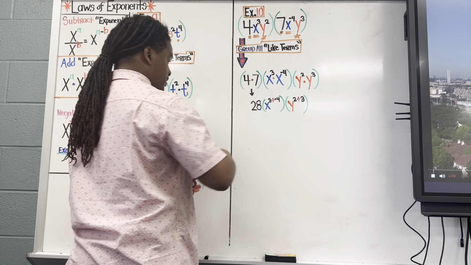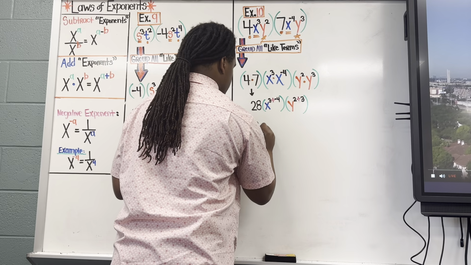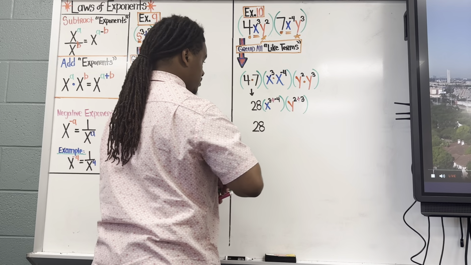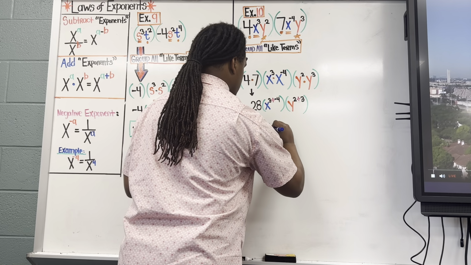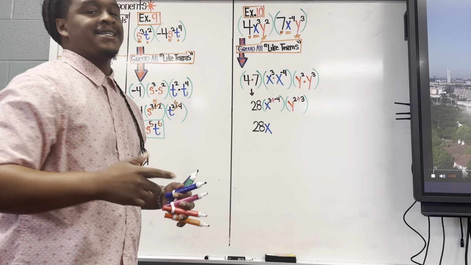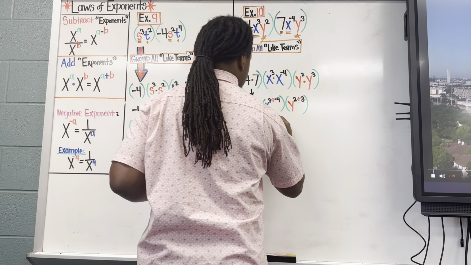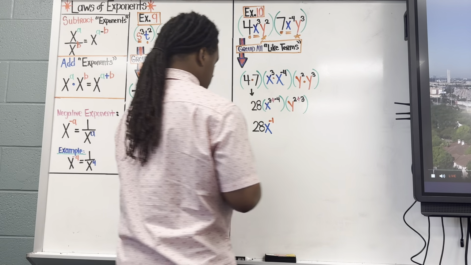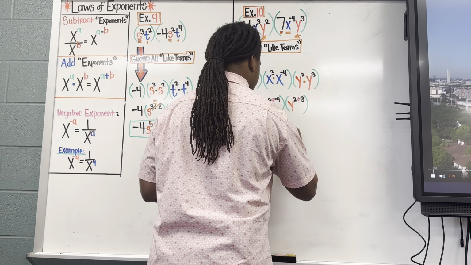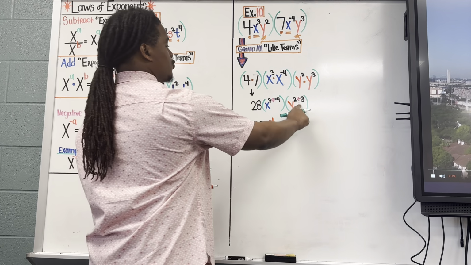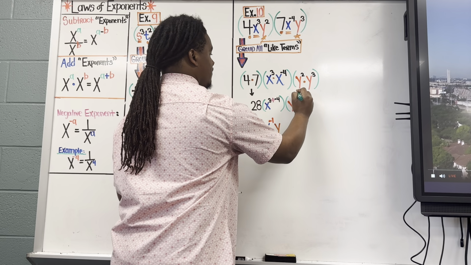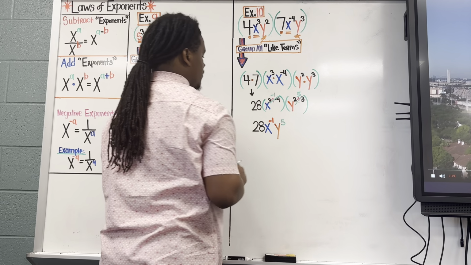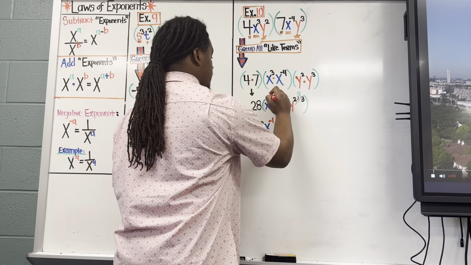We're just gonna bring that 28 down. So I got 28 x, and then 3 plus negative 4, which is just like saying 3 minus 4, which is negative 1. So it's going to be x to the negative 1 power, okay? And then the y times y, right? And then 2 plus 3 is 5. So it's going to be y to the 5th power, okay?